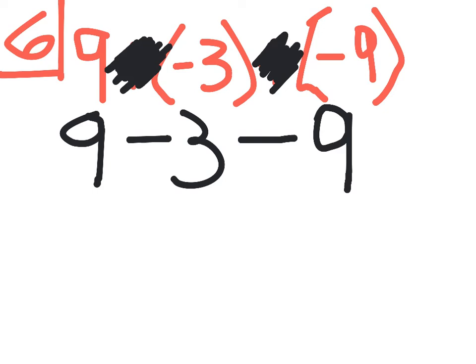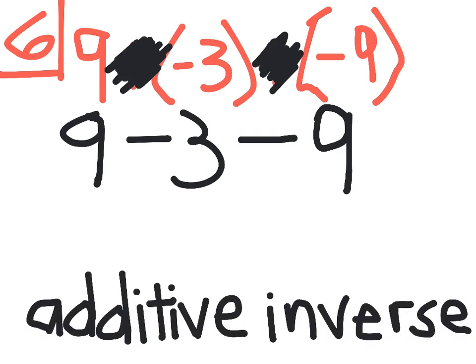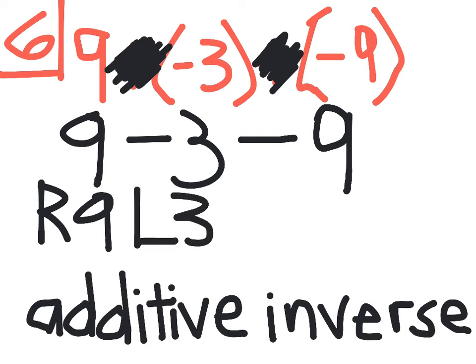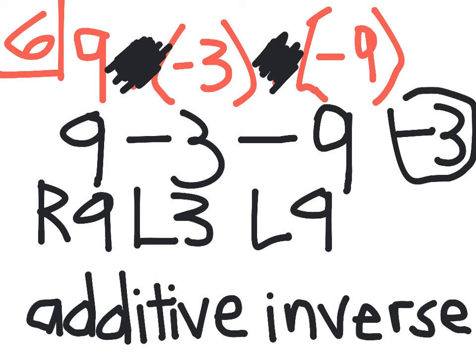Alright. Now, as we do this problem, there is a term called additive inverse. I'm going to show you what that is here in a second. But I'm going to solve this by doing my rights and lefts. So I've got positive 9 first, which means R9. We've got minus 3 next, which means left 3, and then minus 9 again means left 9. So if you went right 9, and then left 3, and then left another 9, you would end at negative 3.